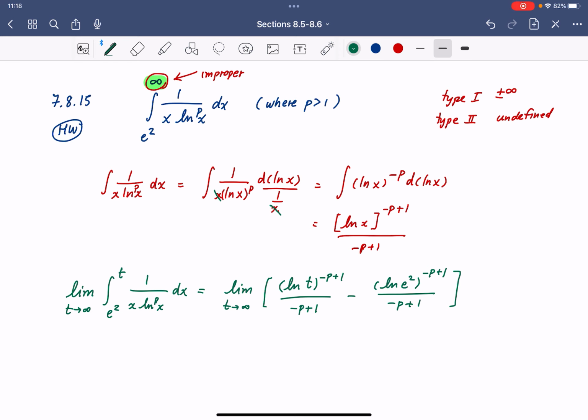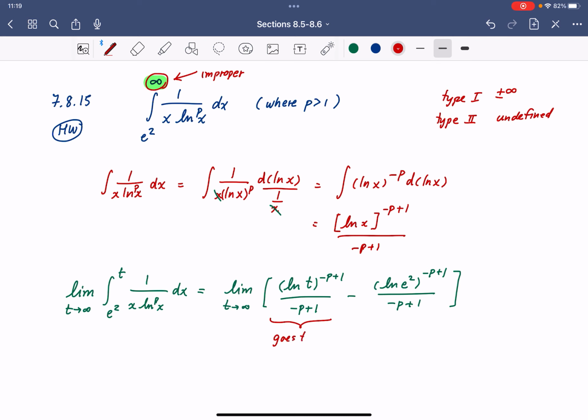Okay, so now it's time to compute the limit. This is actually a constant, right? But what is this one? When t goes to infinity, log t is going to go to infinity as well. But the exponent is minus p plus 1. What is minus p plus 1 here? P is bigger than 1. Let's say that p equals 10, for example. Minus 10 plus 1 is minus 9. So it's going to go to the bottom, right? This means this term is going to go to 0.